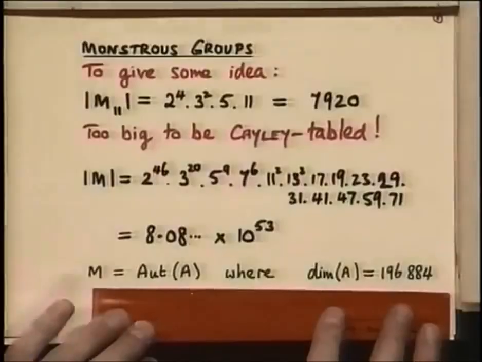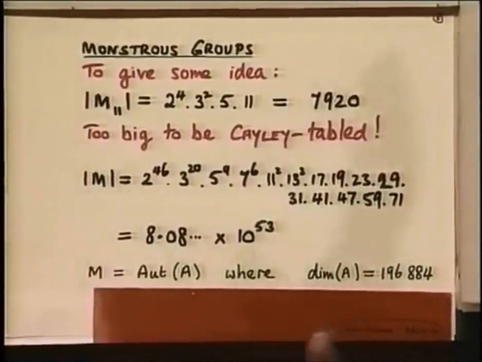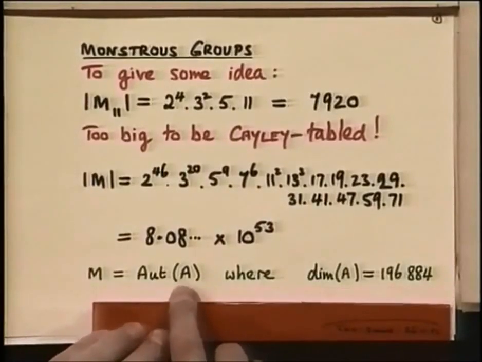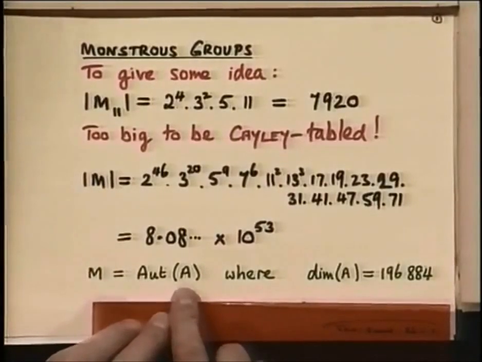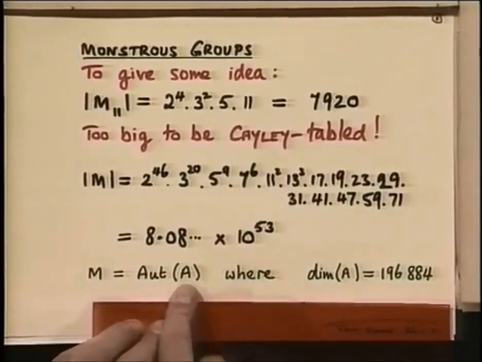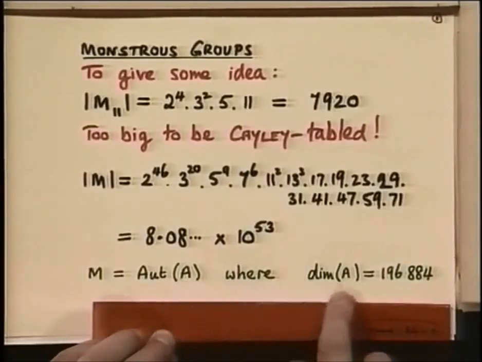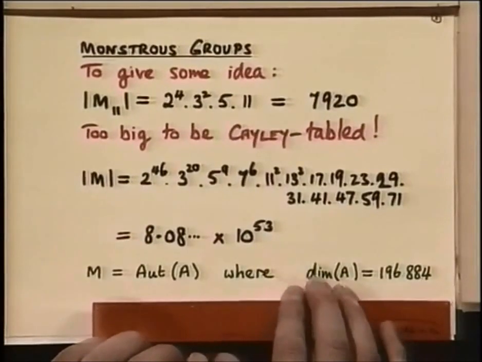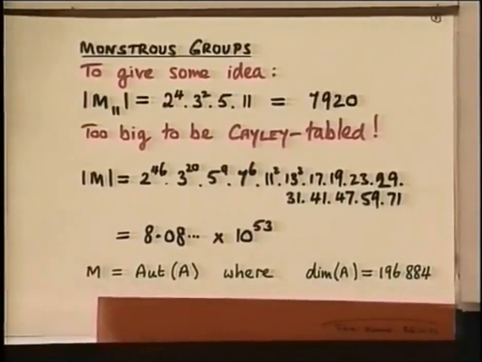It can't be described by a Cayley table, but it's described as the automorphism group, the symmetry group of a certain structure. In this particular case, it's an algebraic structure, which is why I've called it A. It's in fact an algebra, a vector space with a multiplication upon it, and the dimension of this space is 196,884.